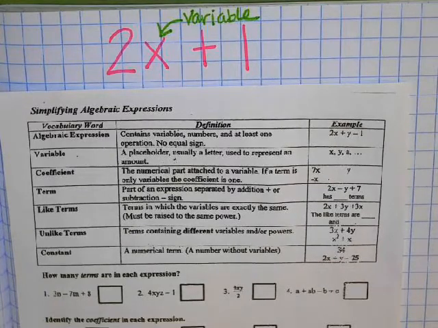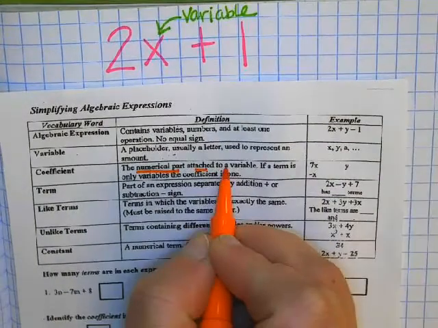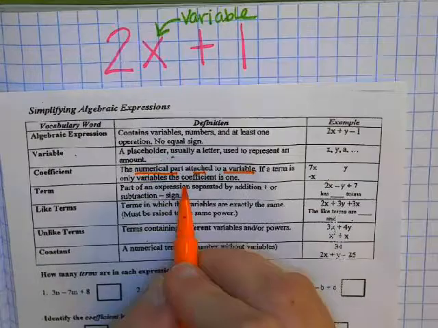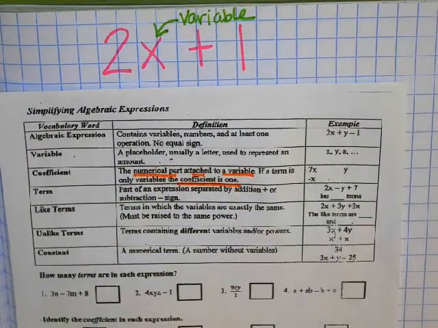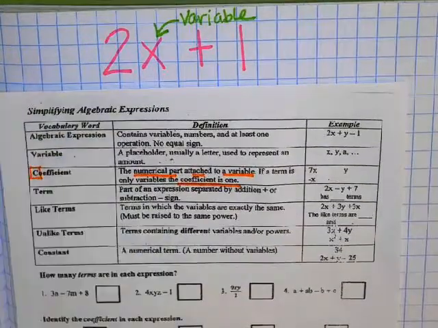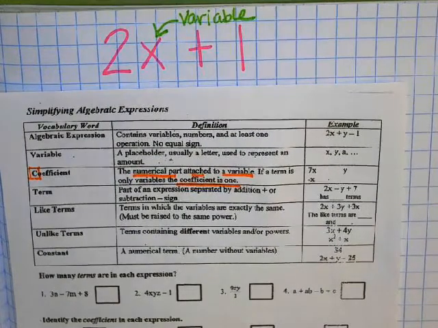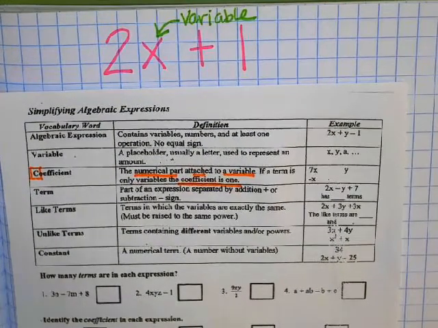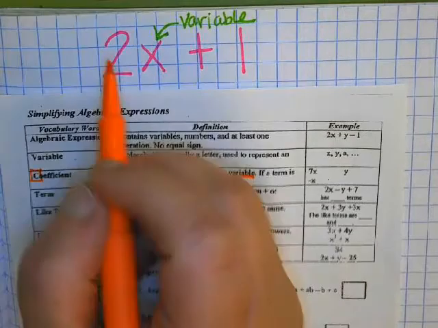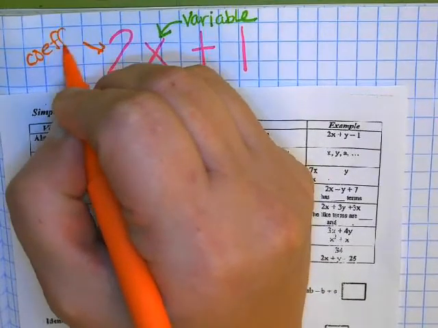Coefficient. The numerical part, so it is a number, attached to the variable. If a term is only variables, the coefficient is 1. That's super, super important. So, co means together. Like co-pilot, you pilot the plane together. Co-captain, you work together. Co means together, so it is the number that goes with the variable. So in this expression, the 2 is our coefficient.